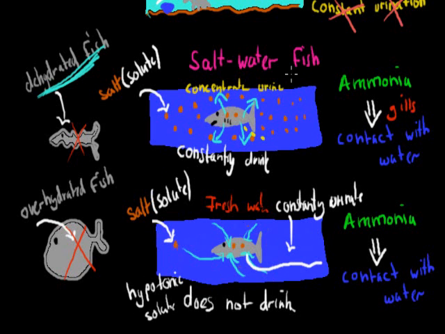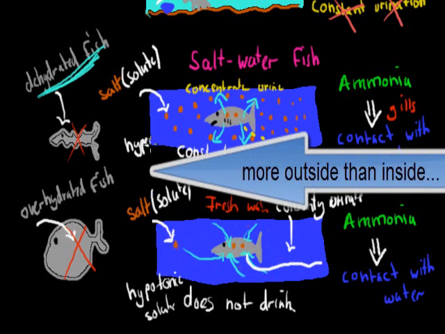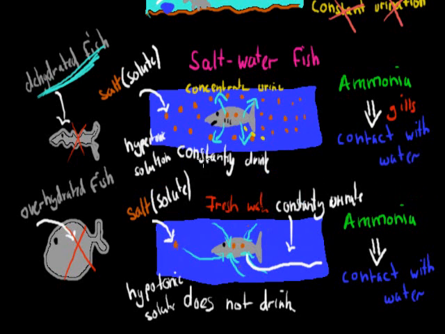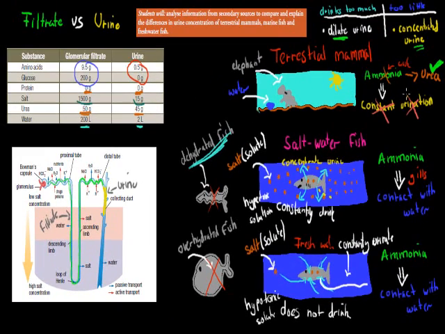And the saltwater fish is going to be in a hypertonic solution, more solute outside than inside. To cope with that, it will constantly drink to make sure it gets more and more water, otherwise it gets dehydrated. And it will produce concentrated urine, so it doesn't lose too much water. But both fish break down protein into ammonia, whereas terrestrial mammals produce urea. So just to recap quickly, we have the differences.